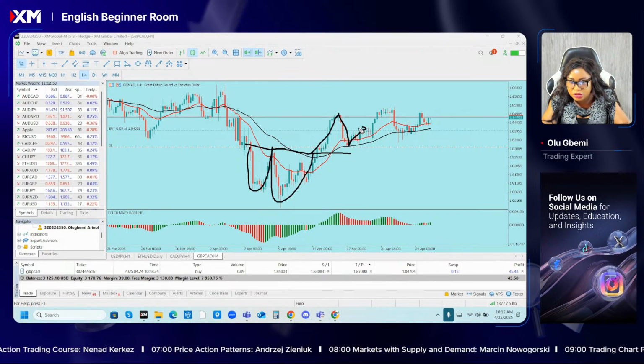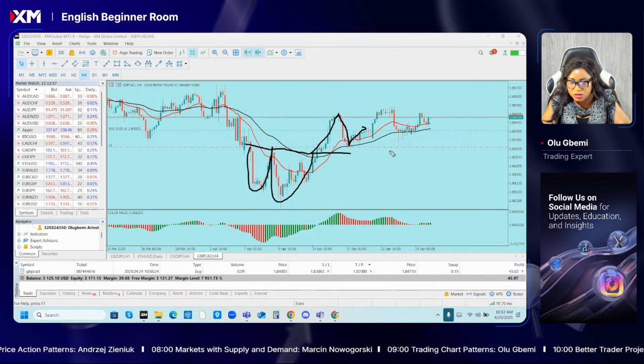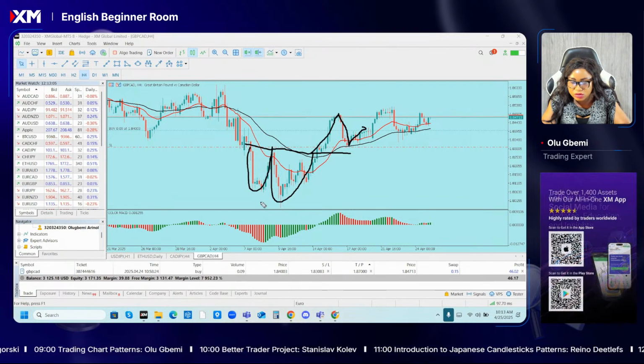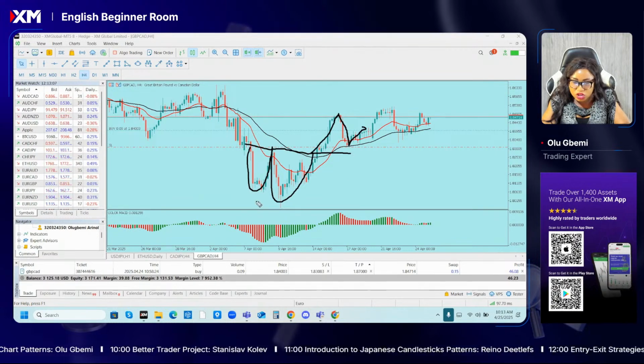That gave me an idea that this may likely continue to the upside. And so what did I do? Find my buy somewhere there. All right. Because this, even though I'd pushed to the downside before, it already changed direction.